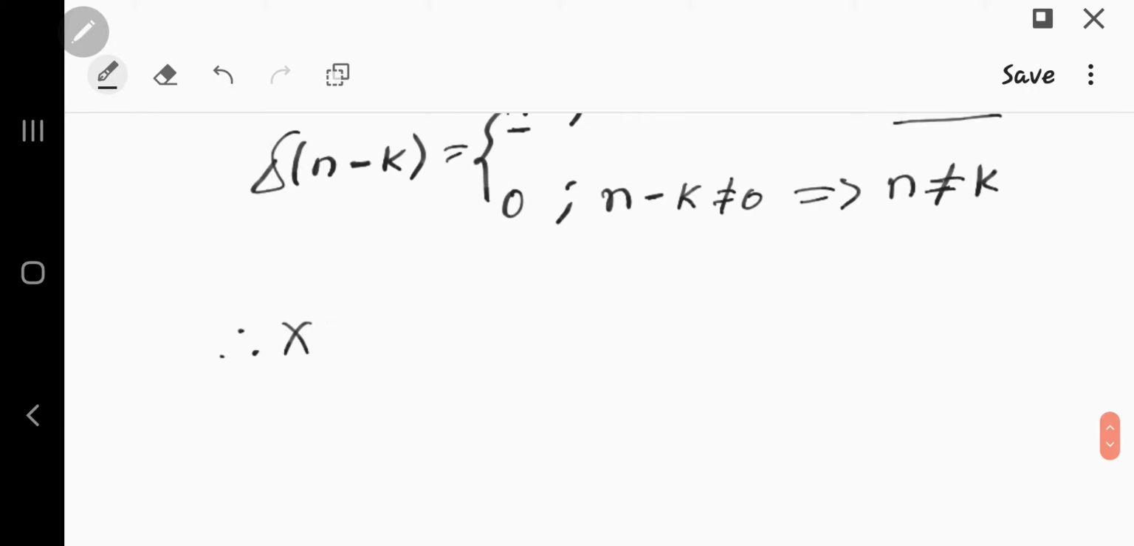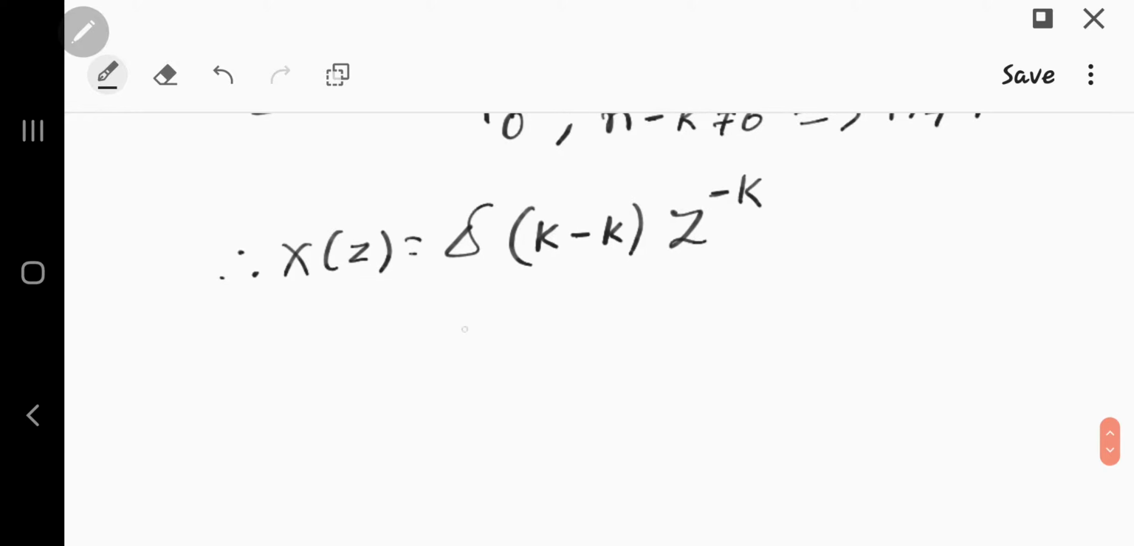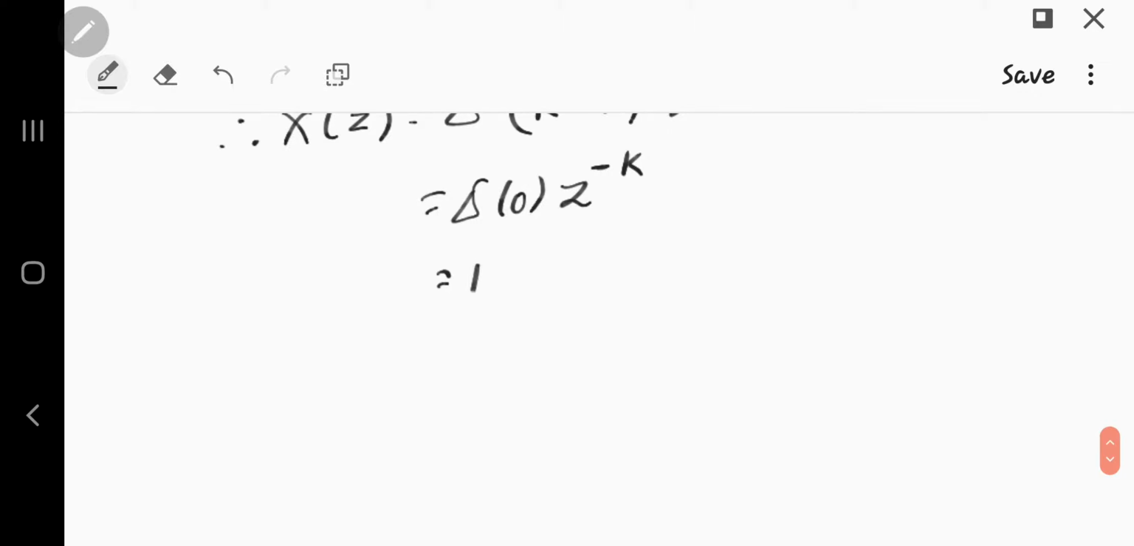So therefore x of z is equal to delta, taking this condition n equal to k, k minus k, z to the power of minus k. So that gives you delta 0 z to the power of minus k. The value of delta 0 is 1, into z to the power of minus k, or you can write this as 1 divided by z to the power of k.